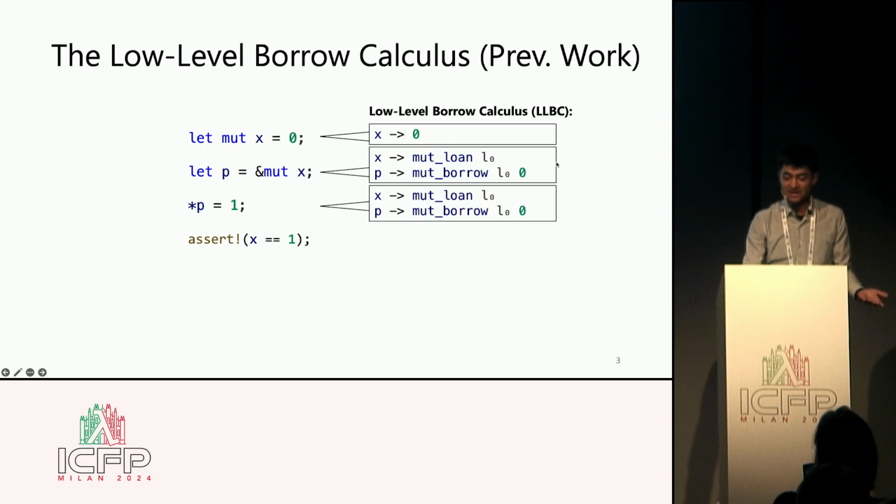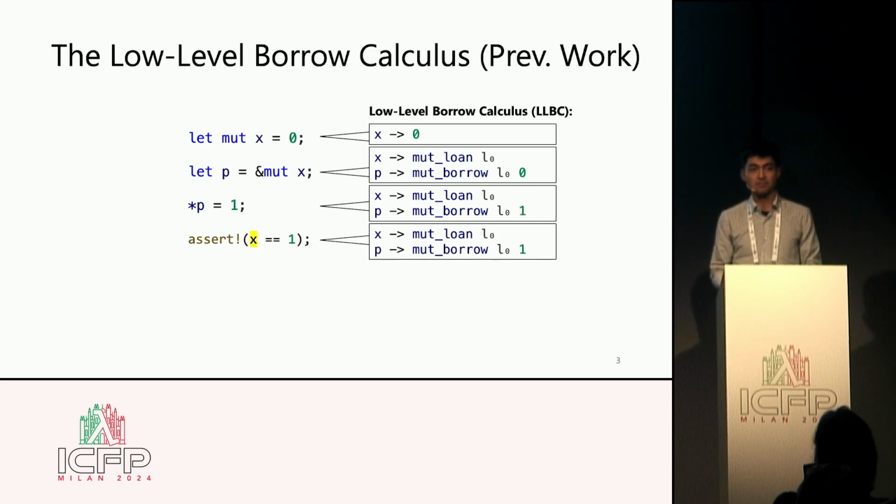For example, on the next line, we do an in-place update, so we look up the value of p, we evaluate the dereference by diving into the mutable borrow, and then we update the 0 to a 1. And finally, we get to the assertion. Here, we need to read the value of x. But x has been mutably borrowed, so it does not have access to its value anymore.